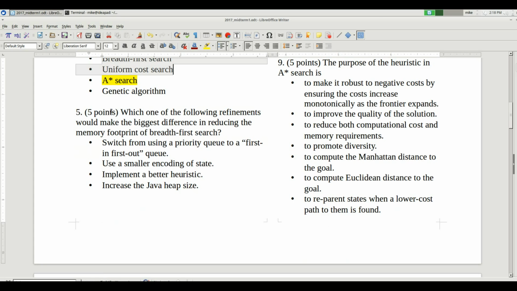Which one of the following refinements would make the biggest difference in reducing the memory footprint of breadth-first search? This question actually came up. The reason this one came up in past years is because on assignment 1, the one where we solve the puzzle, we use breadth-first search, and I didn't originally tell everybody to use an array of 22 bytes for the state of the puzzle.